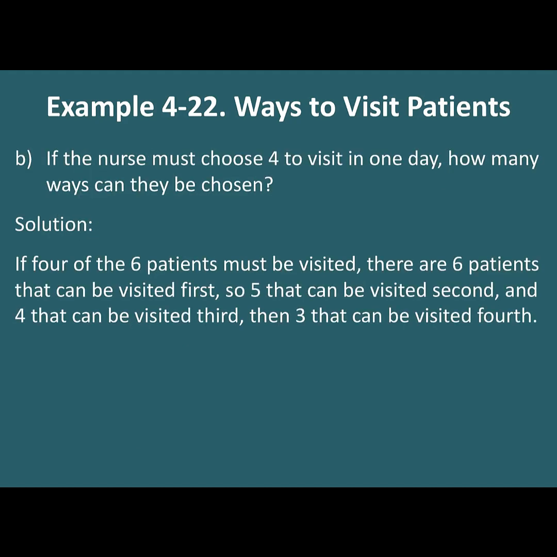B. If the nurse must choose 4 to visit in one day, how many ways can they be chosen? 4 of the 6 patients must be visited. There are 6 patients that can be visited first, so 5 that can be visited second, and 4 that can be visited third, then 3 that can be visited fourth. So that would be 6 times 5 times 4 times 3.